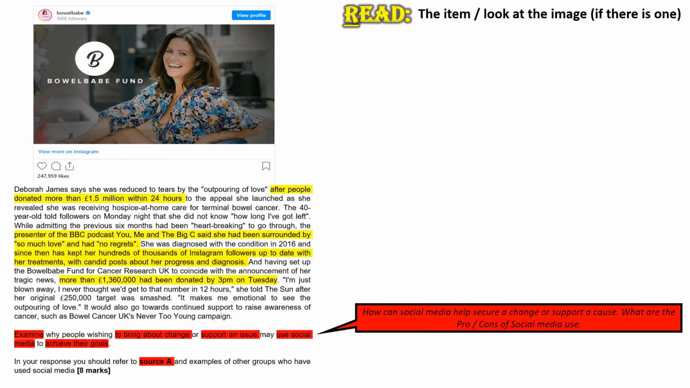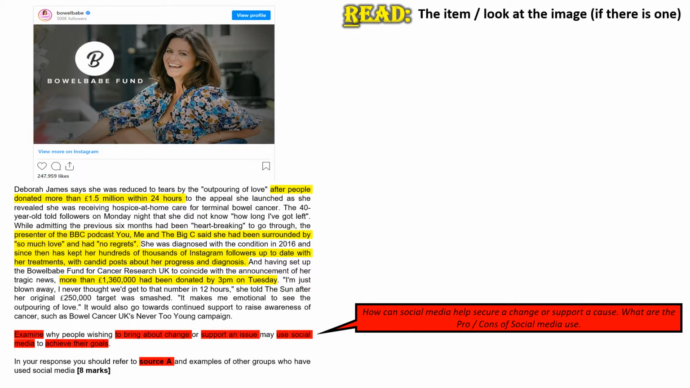We then need to read the image, read the item, and look at what the source tells us. And again, it's important to look at the image and the text because you'll be given both and can use both in your question. So already highlighted here in the text, it talks about £1.5 million being raised in 24 hours. The BBC presenter had a podcast. She had a lot of support already. She used it to update her followers on treatments and what was happening with her.